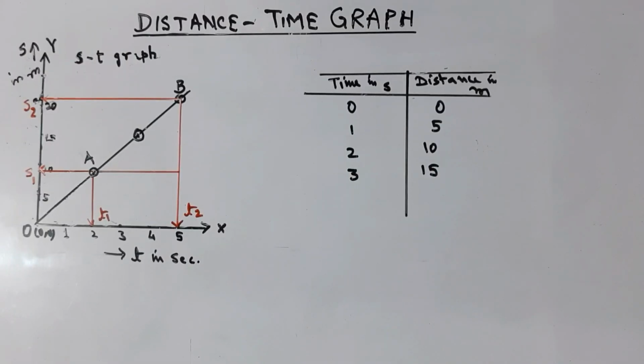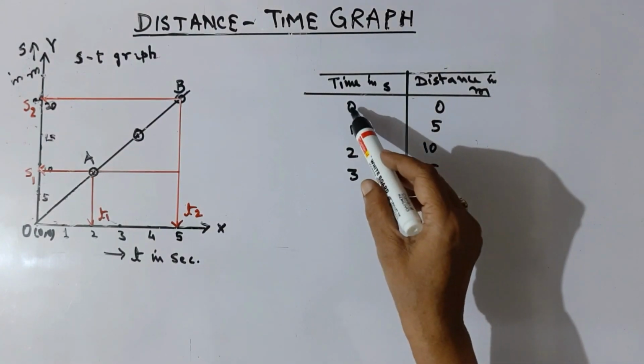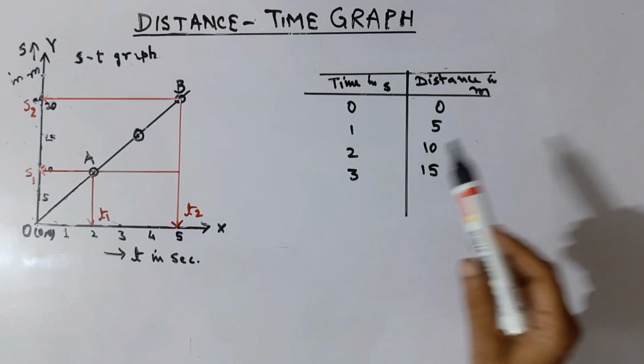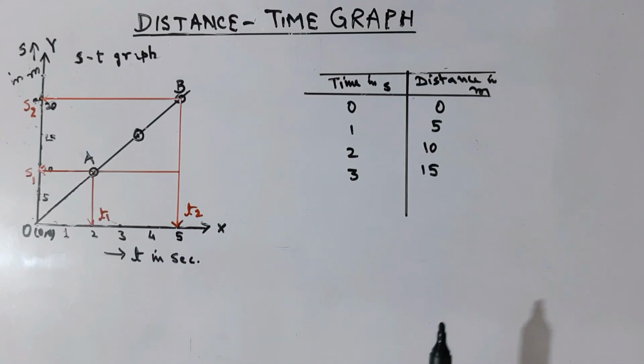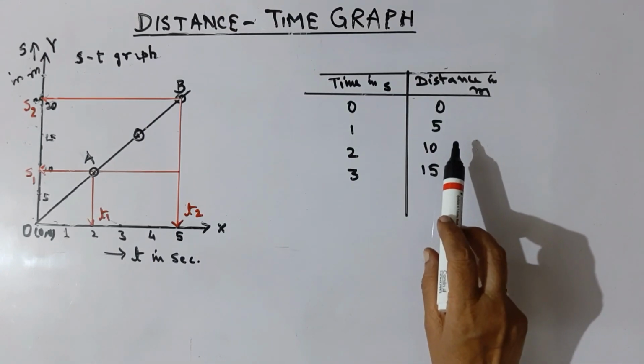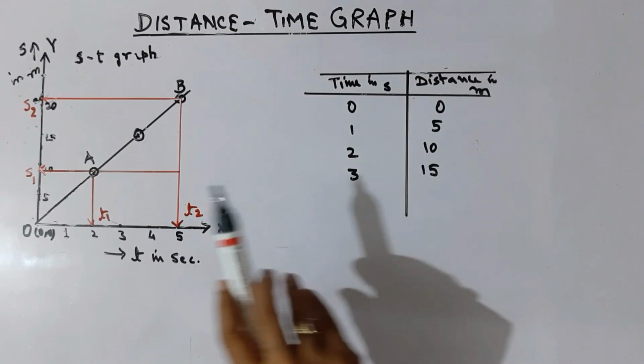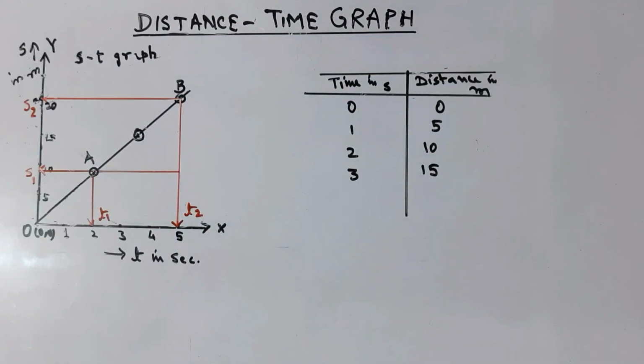Distance time graph and calculation of velocity from this distance time graph. Let us consider a distance time graph for uniform speed for which the distance travelled at regular time intervals is given. Time in seconds: 0, 1, 2, 3, etc. and distance in meters: 0, 5, 10 and 15. With the help of this table, we draw a graph, the ST graph, as shown here.